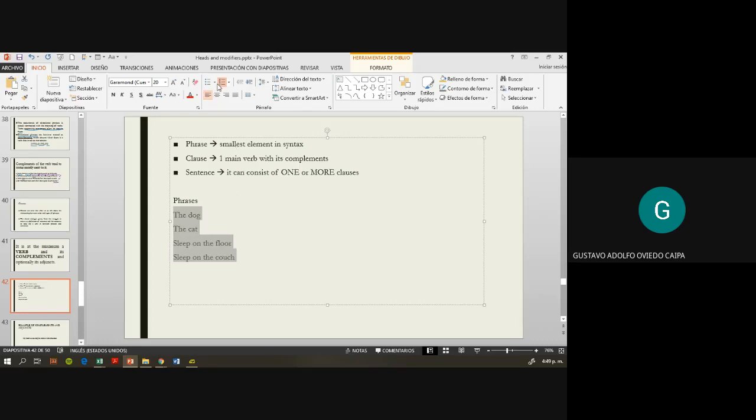These would be phrases. As you see, they are not complete sentences. They are elements that can build a sentence.